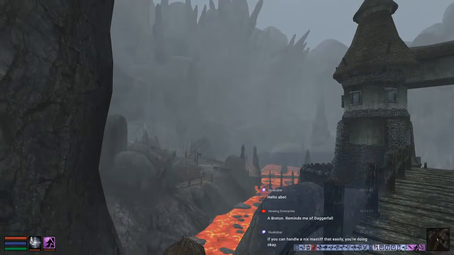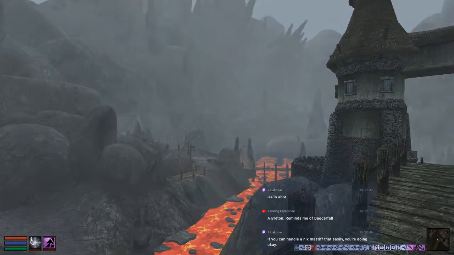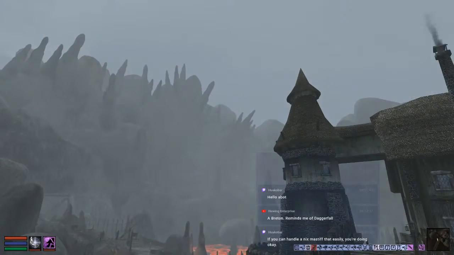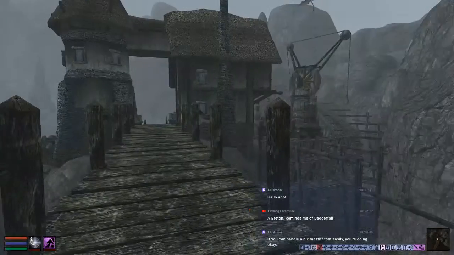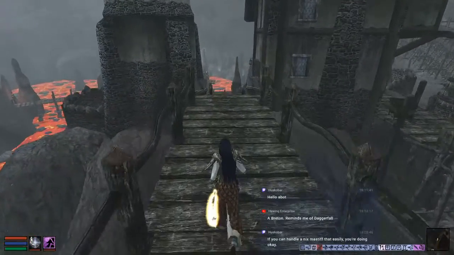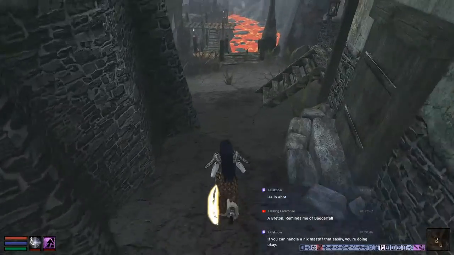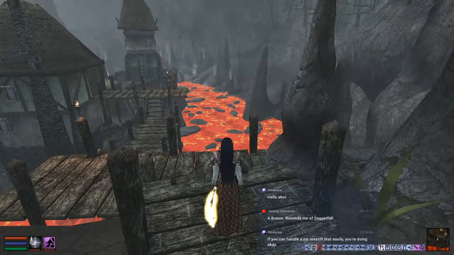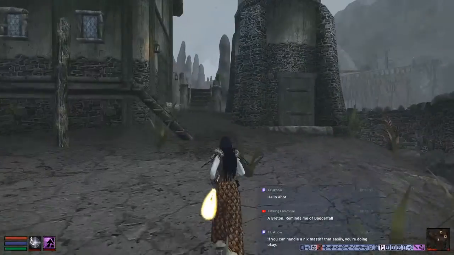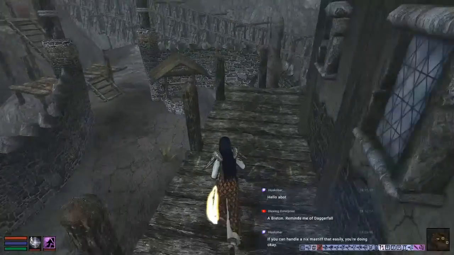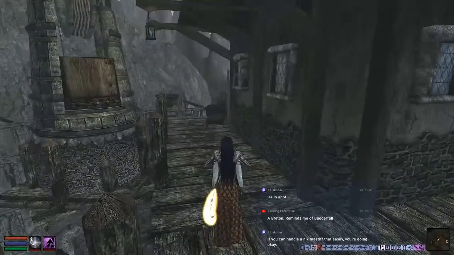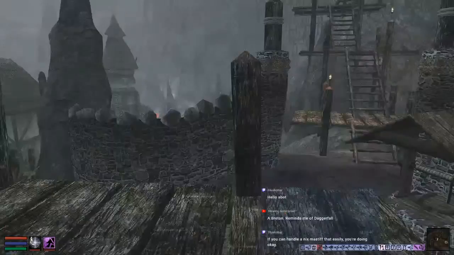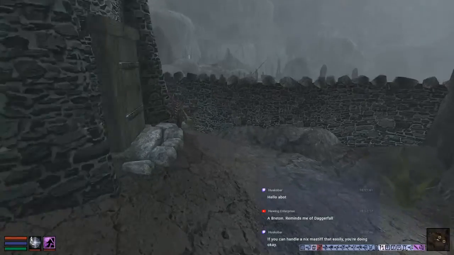And as you can see, the final result of doing the Caldera Mine quest, if you do the Telvanni side, is to have all this lava flooding the valley. But I think we should look for some chest containing the ebony.